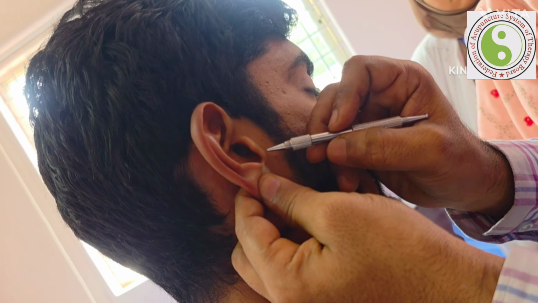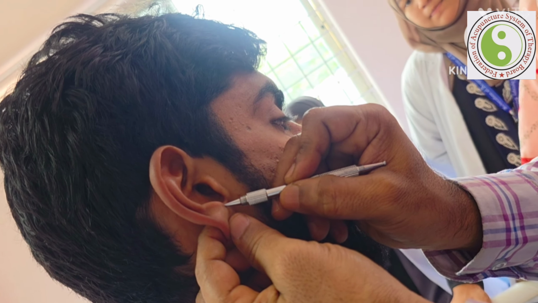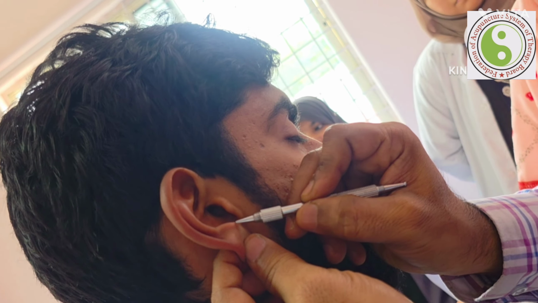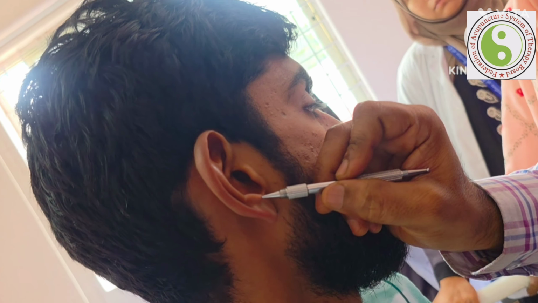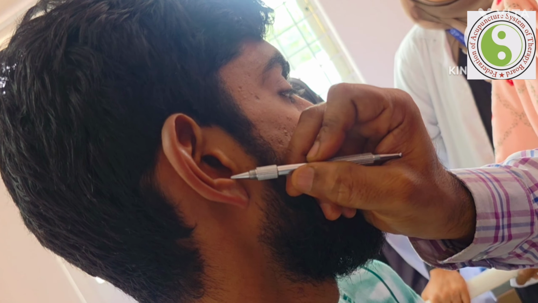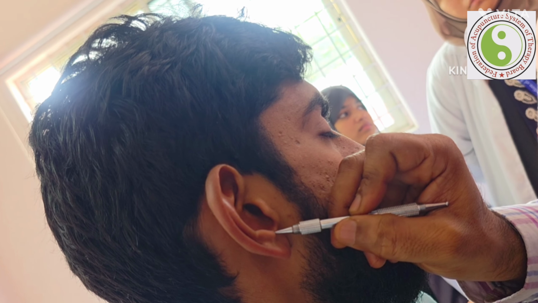But now I'll repeat once again. After the intertragic notch, you can find the antitragus. This is the tragus. This is the antitragus. This is the prominence. You can see the prominence. The prominence to be known as Baihui, that is DU20. Just below that region to be known as Shangxing.